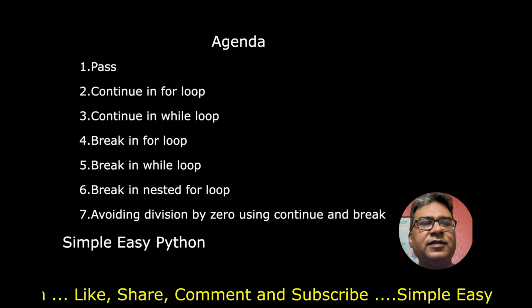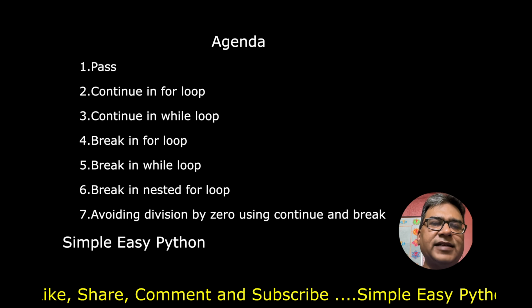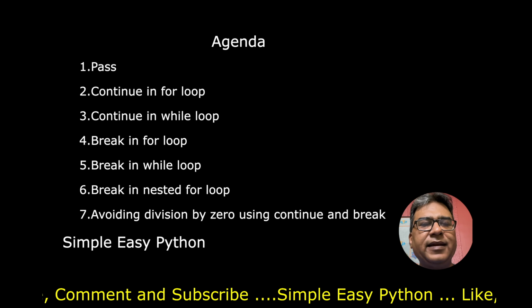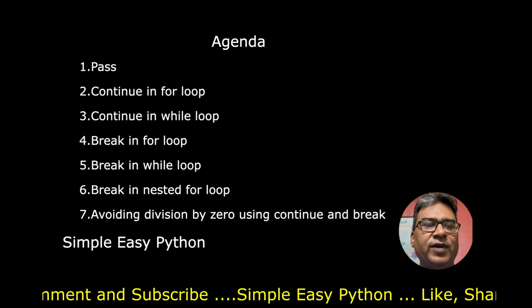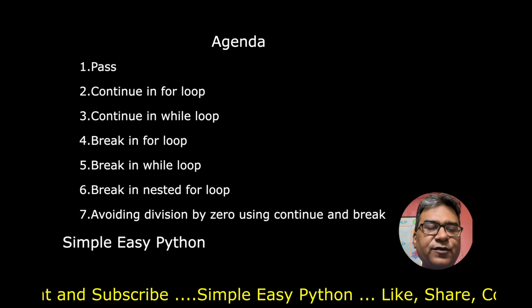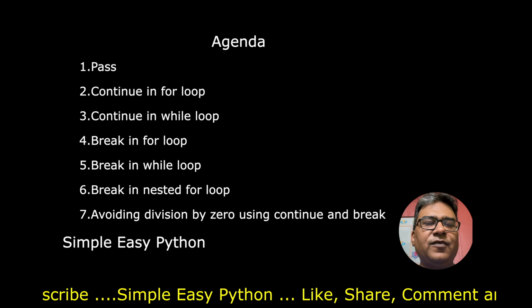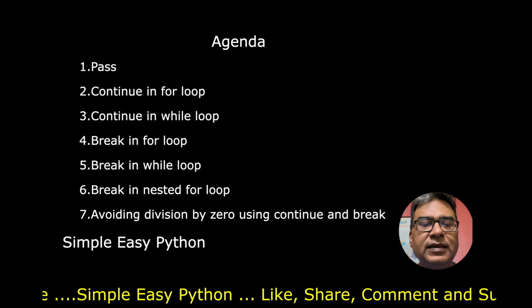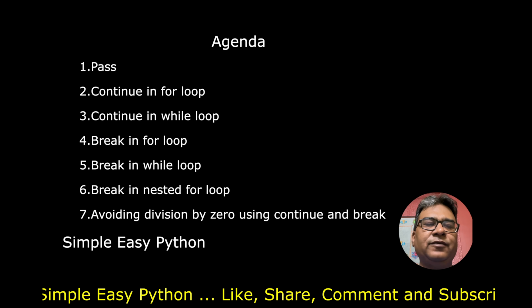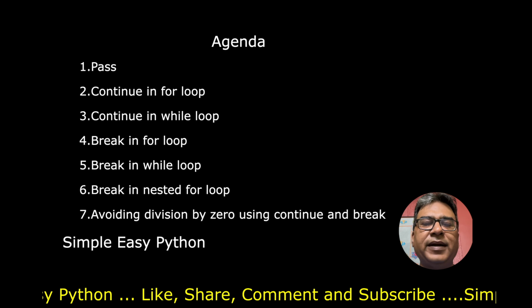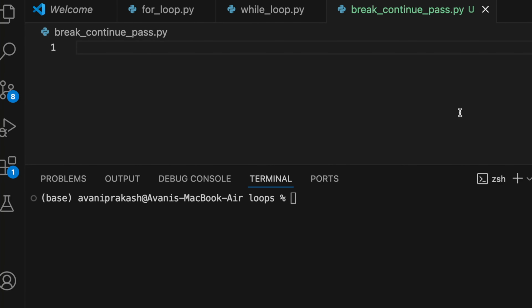We will start with the pass statement, then continue inside a for loop, then continue inside while loop, break inside for loop, break in a while loop, break in a nested for loop, and finally I give you an example of how you can avoid zero division error, which is when you are trying to divide a number by zero using continue and break. Starting with the pass statement.